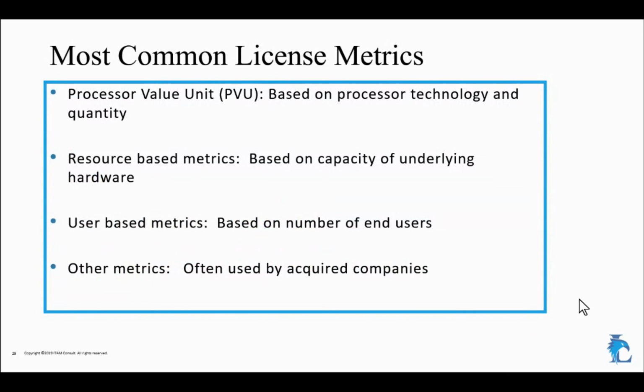So the common license metrics here. You've got your PVU, which we'll expand on in a little more detail later, but it's a processor-based license metric. You have the resource-based license metrics, user-based, and everything else.